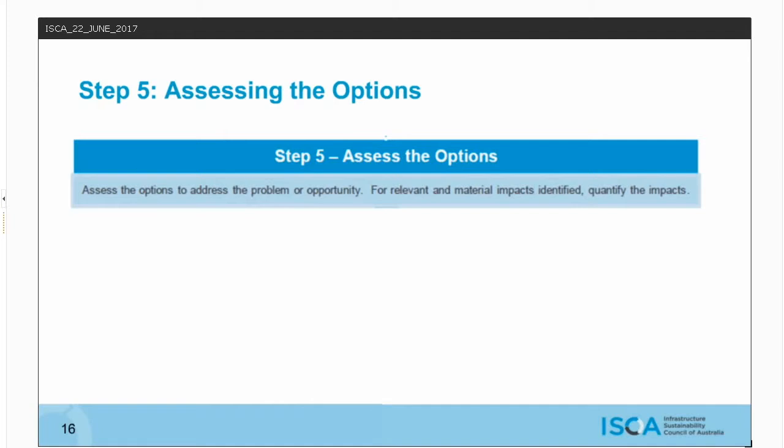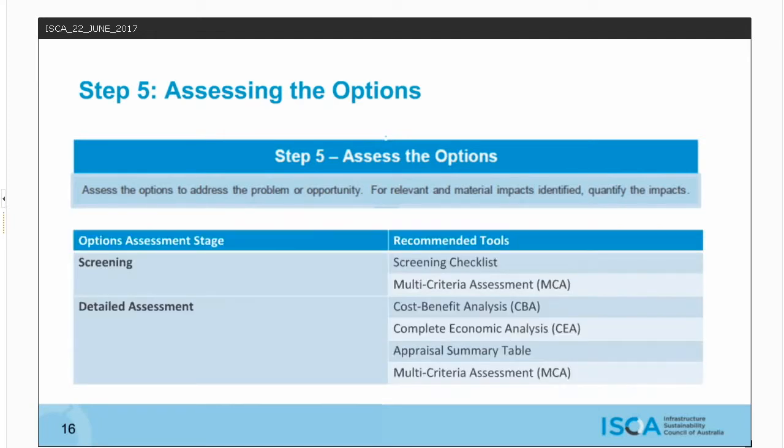Depending on the scale of the project and the list of options, the assessment process consists of a two-stage process: an optional screening assessment, followed by a more detailed assessment. Screening should be used where there is a long list of options that need to be shortlisted before undertaking a more detailed assessment. It also requires less effort than going straight to a detailed assessment with all of the long list of options.